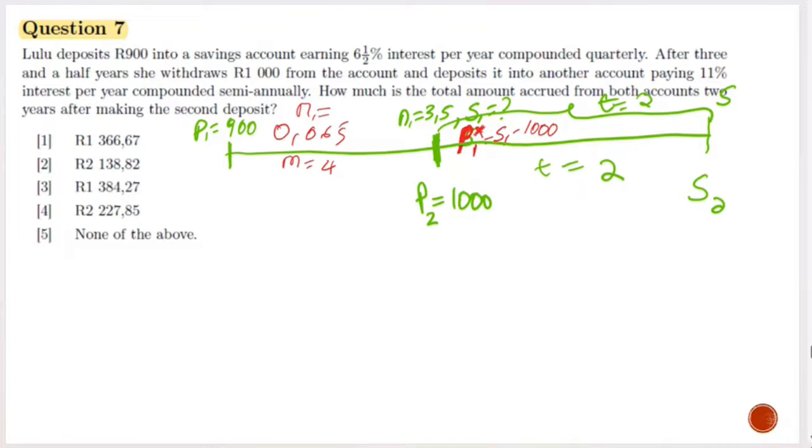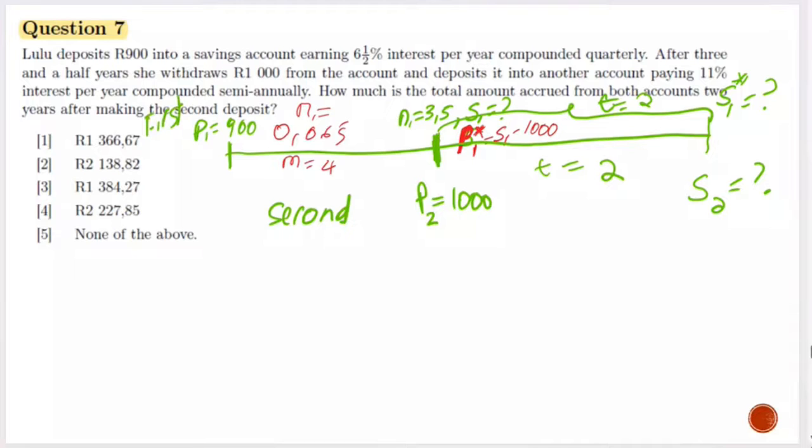I want to call it something, S1 star. I think I'm running short of annotation. You don't even know this one. So now this is for the second account. This is for the first account.